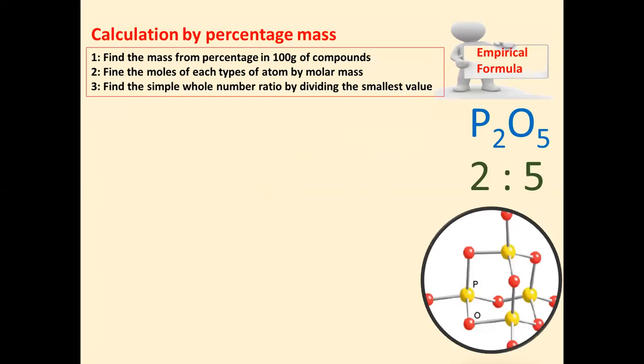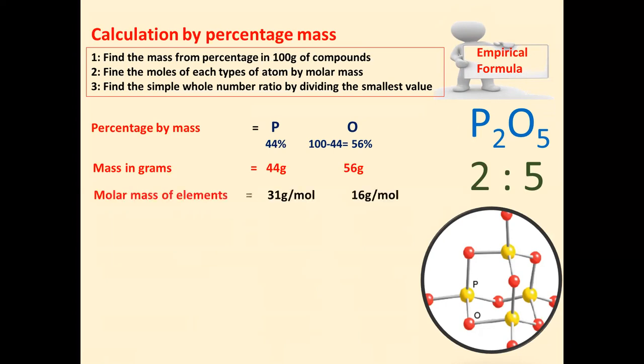We're going to see another example, phosphorus pentoxide. For example, the phosphorus is 44%, while oxygen is 100 minus 44, which gives us 56%. Mostly in your question paper, the examiner can give you one element's mass and you're supposed to calculate the second, because one sample of this compound is 100%. So here the mass of phosphorus is 44 gram and oxygen is 56 gram.